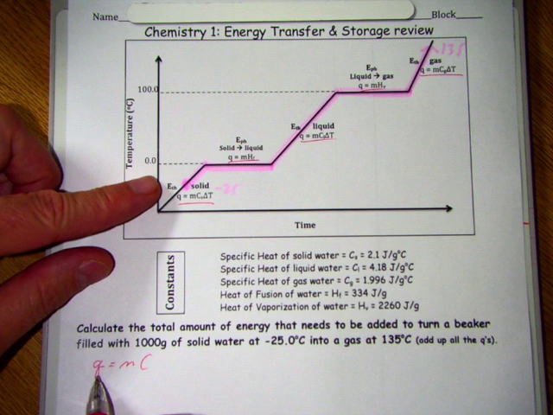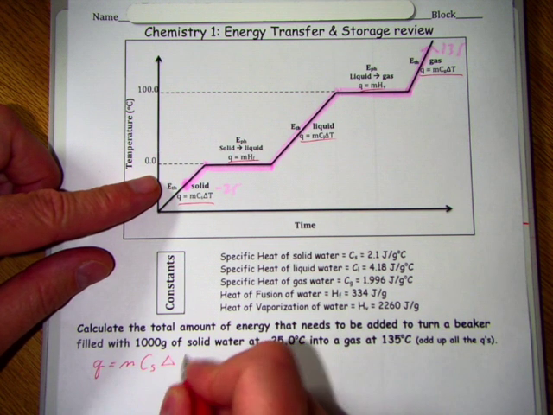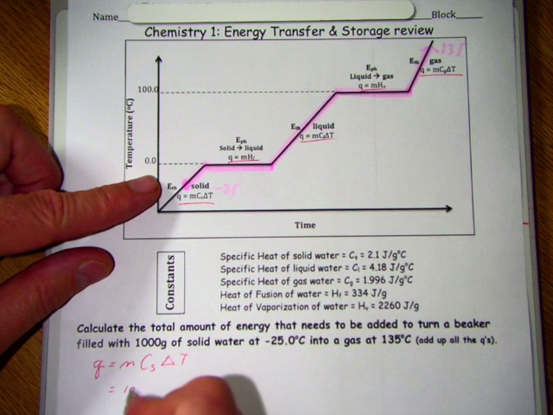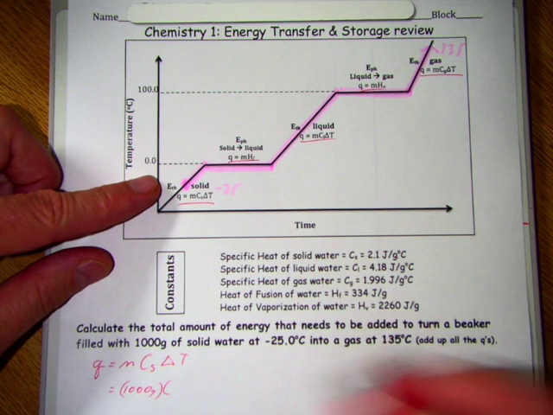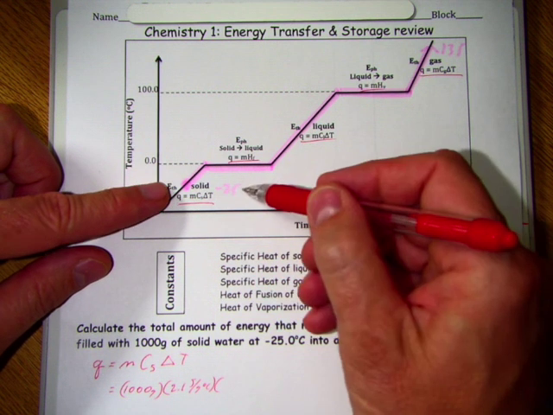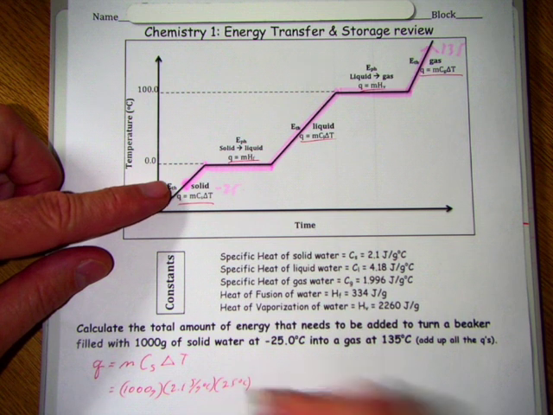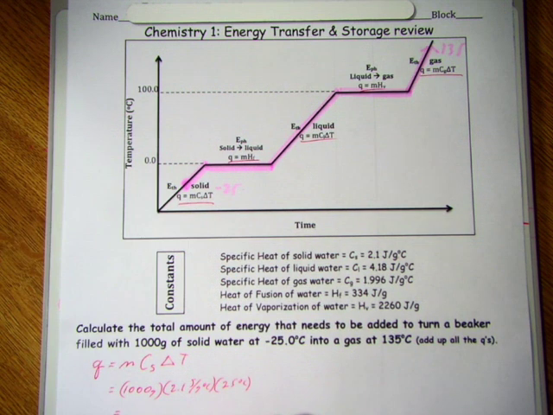In the first section, the solid section, the energy is mass times the heat capacity of the solid times the temperature change. So that's 1,000 grams. Specific heat of the solid is 2.1 joules per gram degree Celsius. The temperature change, well, it starts at negative 25, and in this section it goes up to 0, so that's a 25 degree temperature change. And that, if you get out your calculator, is 52,500 joules of energy. The grams and the degrees Celsius cancel.